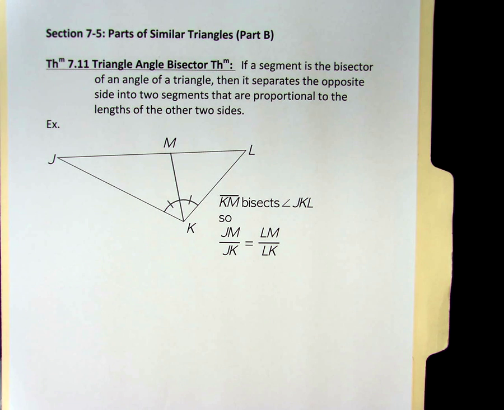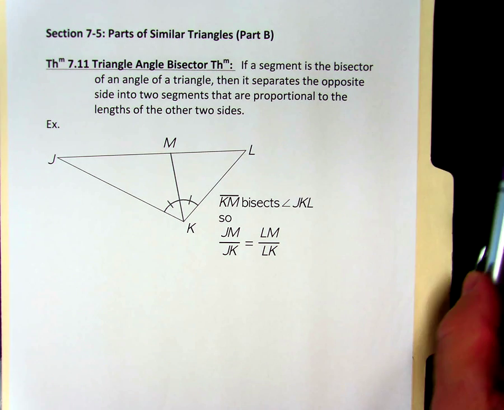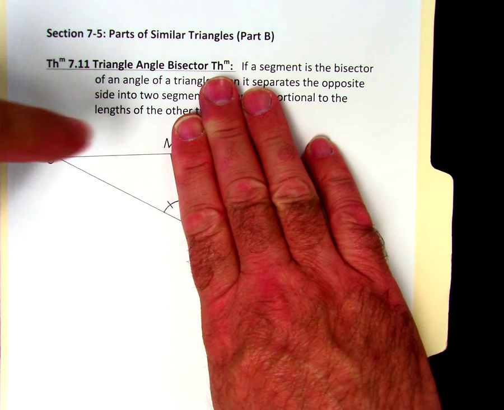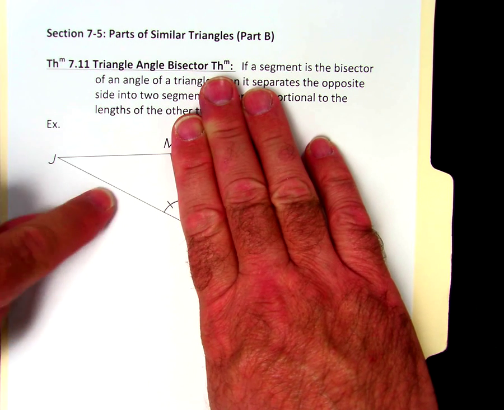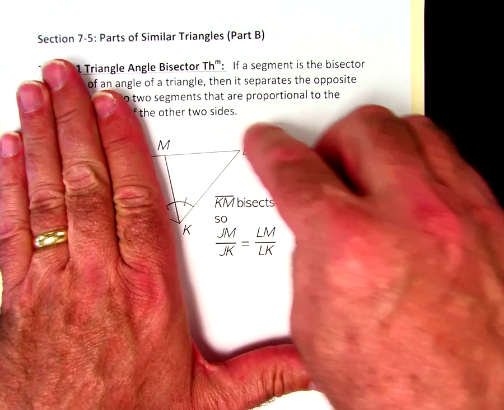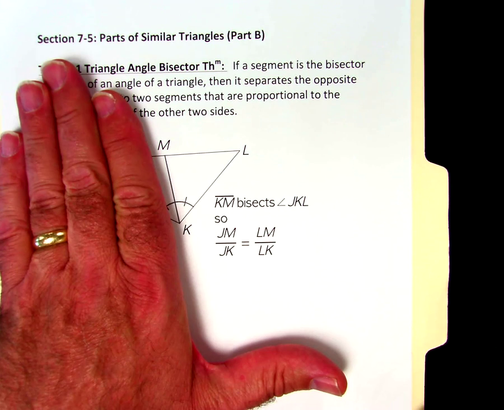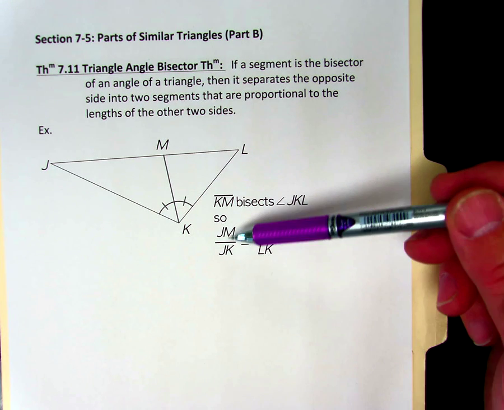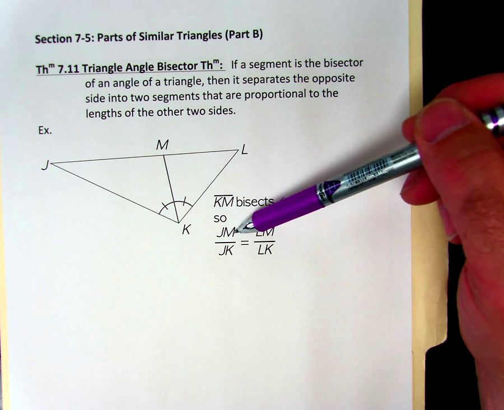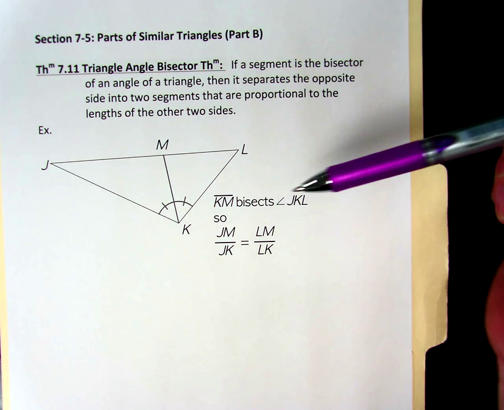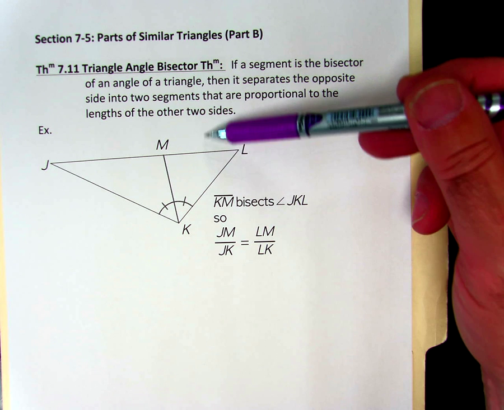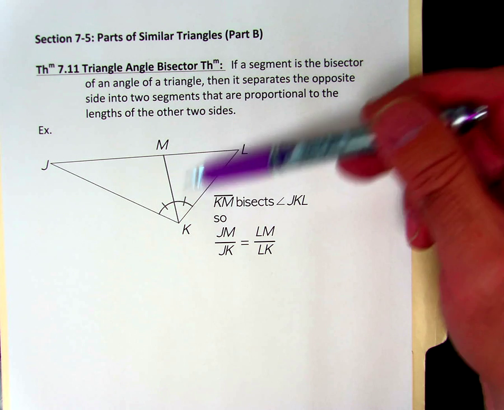Now, how we can think about that is if I just separate it to the two sides of the bisector. So JM corresponds to JK in the same way that LM corresponds to LK. And so that's our proportion. Notice these are to the left of my angle bisector. Segment JM is on the side intersected by the angle bisector. And these two segment distances are on the other side of the angle bisector.